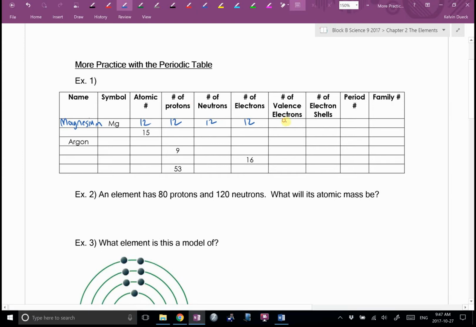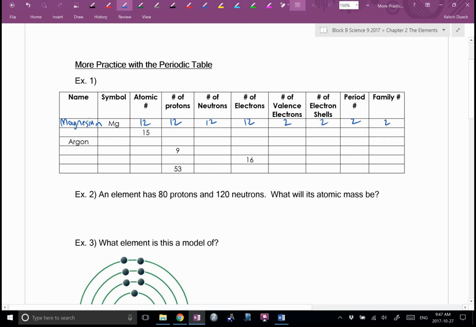How many electron shells? There are many shortcuts, but when in doubt, count this way. 1, 2. What's the period? Second period. What's the family? Family 2.